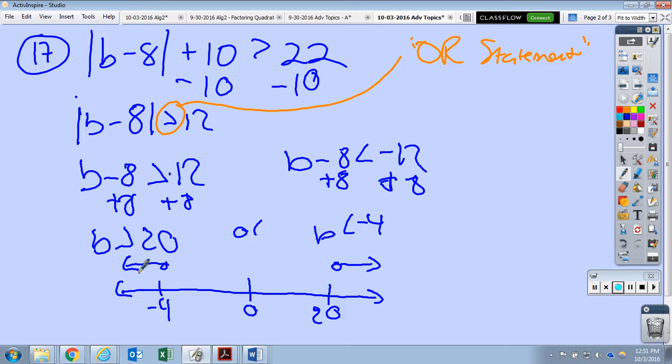I have a question. I understand how to do that part, but how do you know whether the segment is open or closed? The way you know is because it says greater than, not greater than or equal to. When you have the greater than or equal to part, then it's filled in.